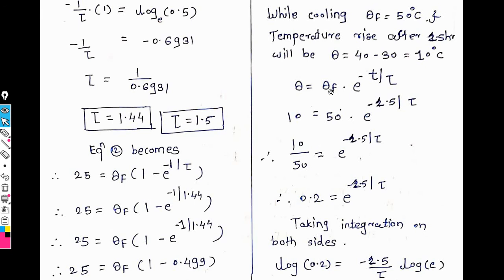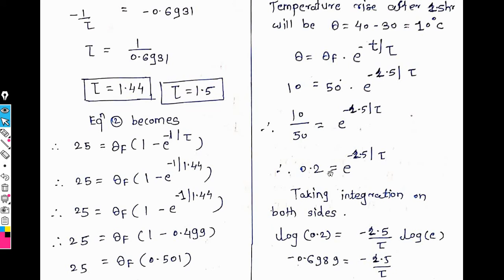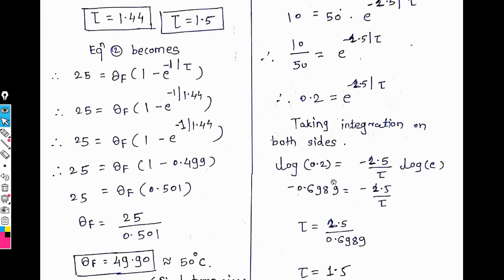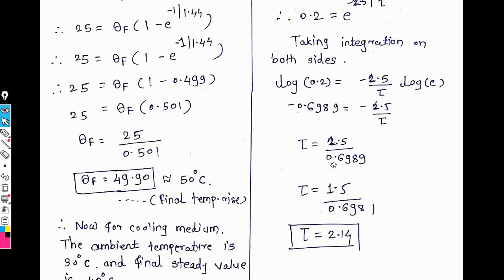Then we have to consider the cooling time constant with respect to time. We consider the temperature fall after 1.5 hours, that is the difference between 1 hour and 2 hours, so we take the value 1.5. Then theta is equal to theta into e raised to minus t upon tau. Put 1.5, and the equation obtained is 0.2 is equal to e raised to minus 1.5 upon tau. Then taking the log, we obtain the value of tau as 2.14. Now this is the problem based on heating time constant and cooling time constant. Okay.